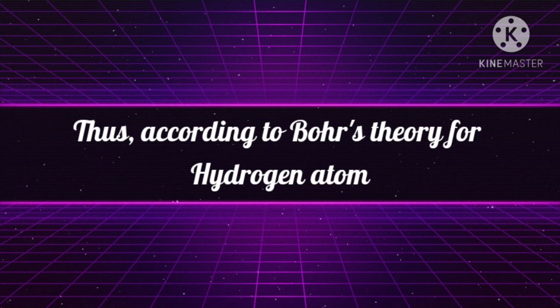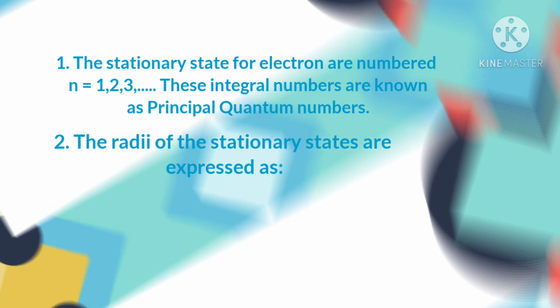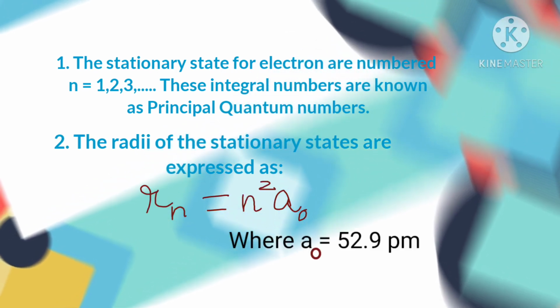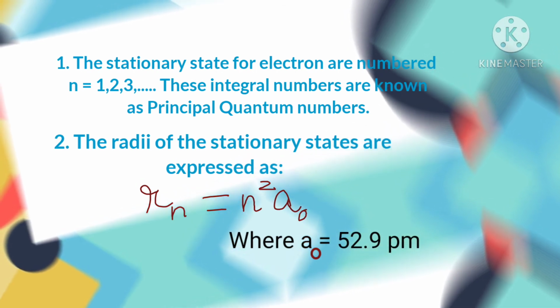Now let us see the energies of stationary states. The details regarding the derivation of energies of the stationary states used by Bohr are quite complicated and they will be discussed in higher classes. So let us see according to Bohr's theory for hydrogen atom. First point is the stationary state for electron are numbered n is equals to 1, 2, 3. These integral numbers are known as principal quantum numbers.